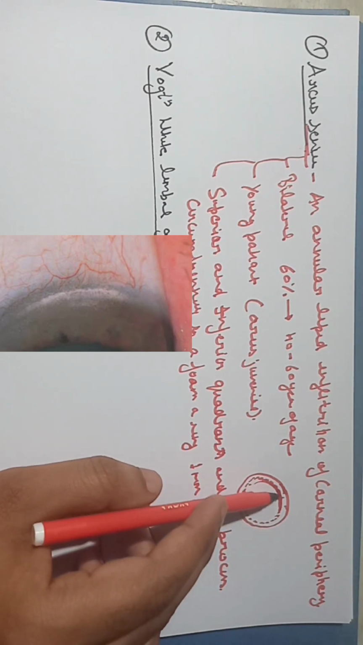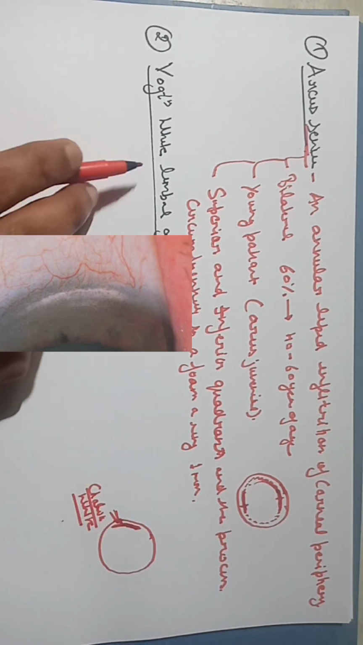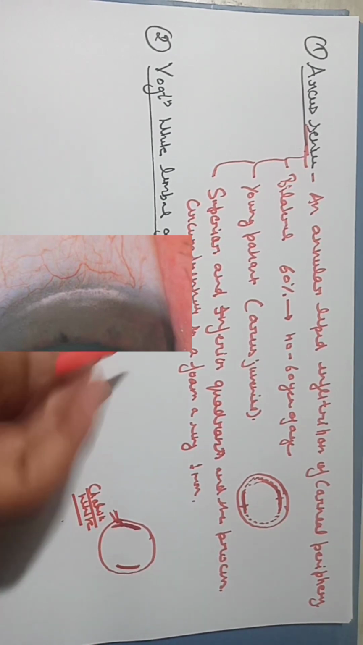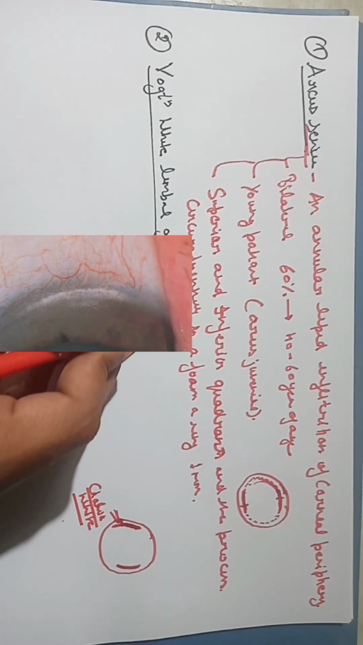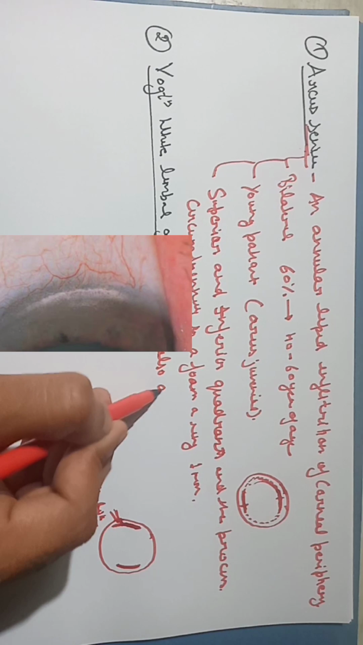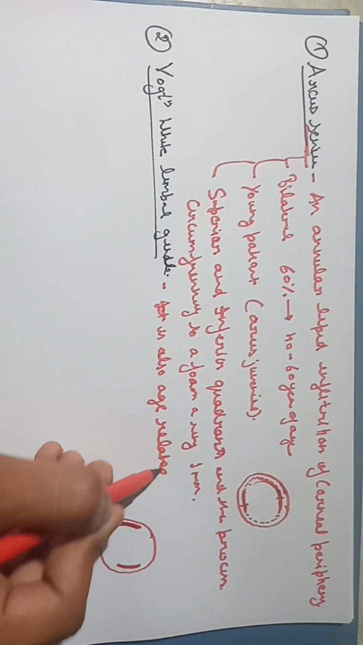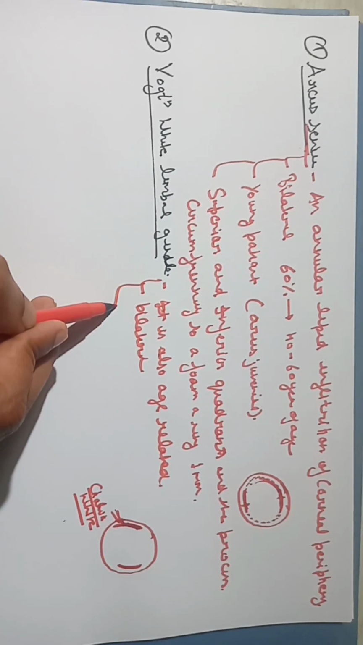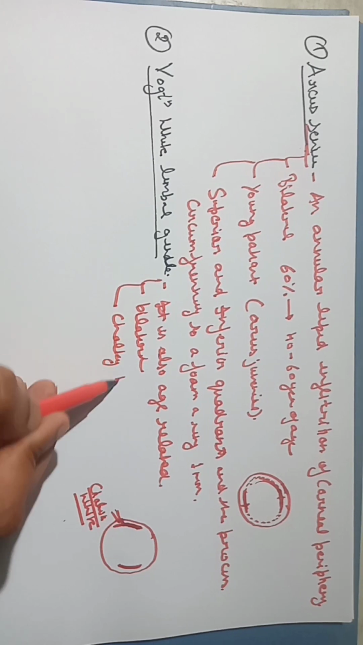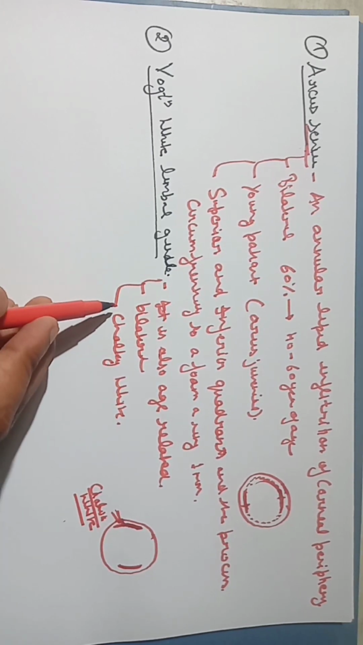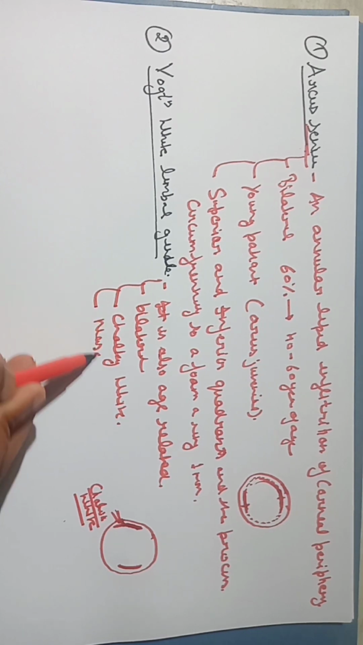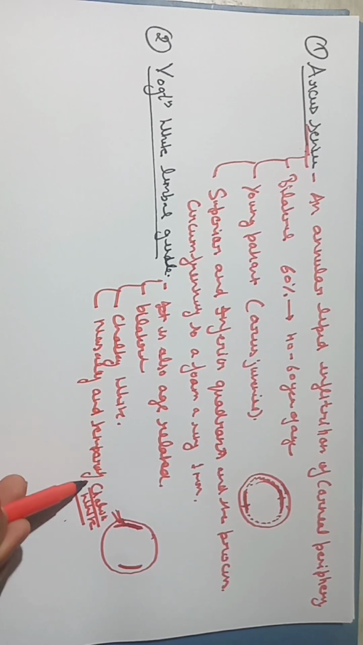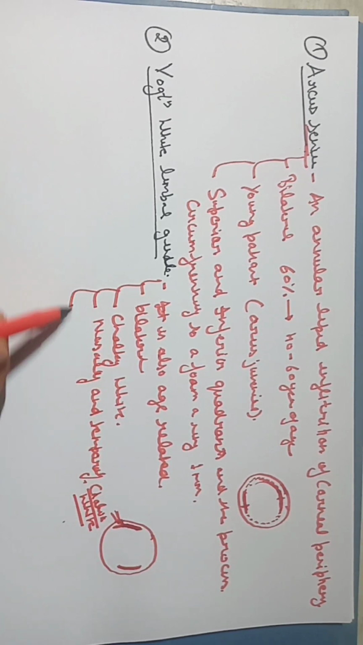In arcus senile it starts in the superior and inferior quadrant, but in Vogt's white limbal girdle it starts from nasal to temporal. Okay, we write it. It is also isolated, age related, simple, bilateral. Third, chalky white, generally seen nasally and temporally.